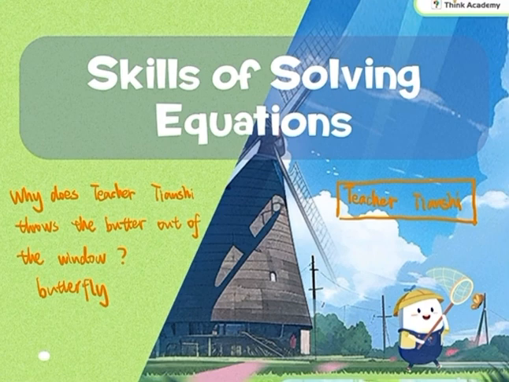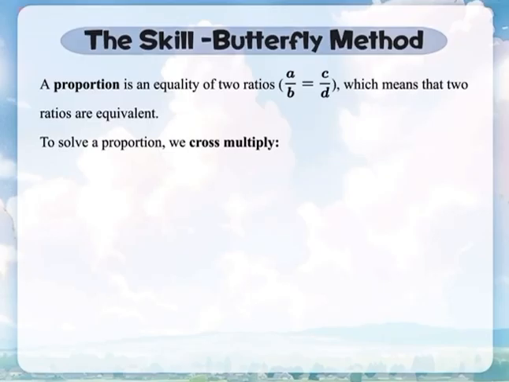Okay, so actually the skill that we're going to talk about today is also called the butterfly method. For example, for the butterfly method, we know that if we have a proportional equation, so for example, A divided by B equals to C divided by D, in that case, we can times the least common multiple on both sides of the equation. So we can get A divided by B times BD equals to C divided by D times BD.